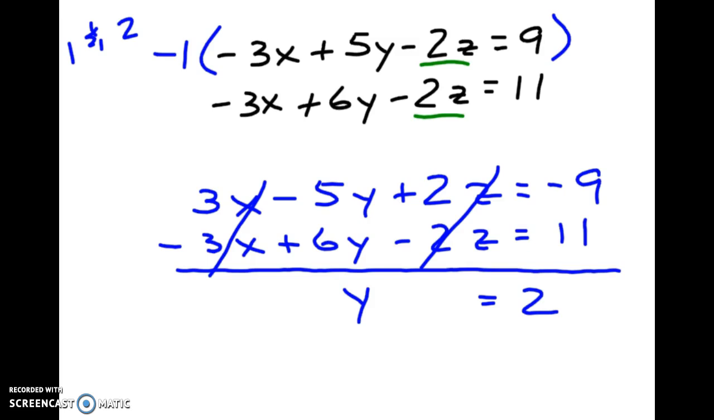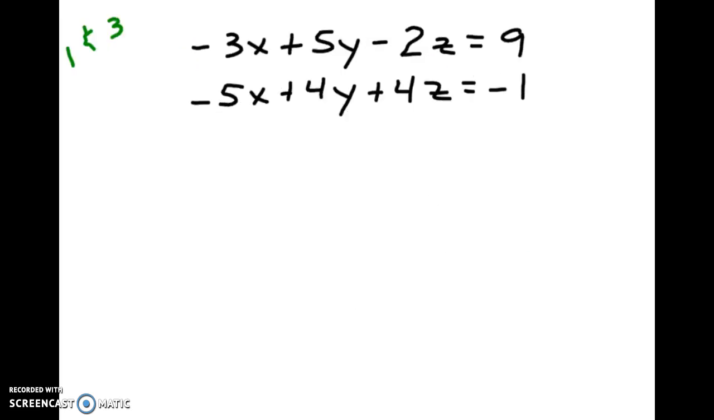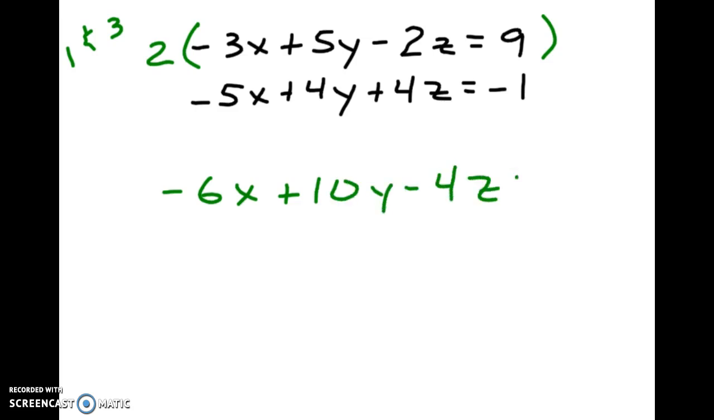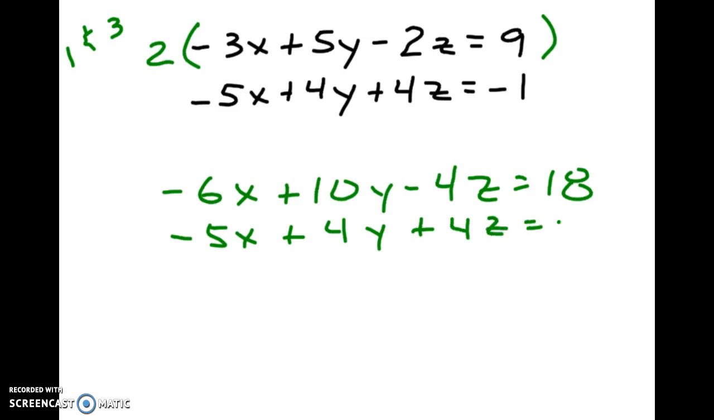It works nice. Now, since I've decided I'm eliminating the z's, I still have to do that again. This time we have to use equation 3 in addition to one of the other ones. So I've decided to use equations 1 and 3. Now, to make these cancel out, I'm going to multiply the top equation by a 2. We should have -6x plus 10y minus 4z equals 18. We have -5x plus 4y plus 4z equals -1. Just rewriting the second equation down.